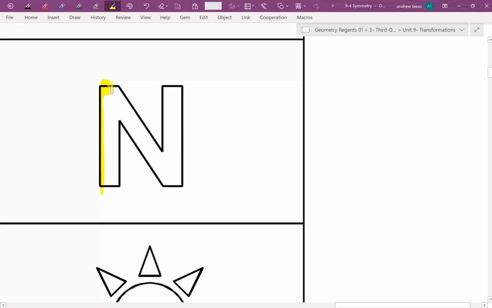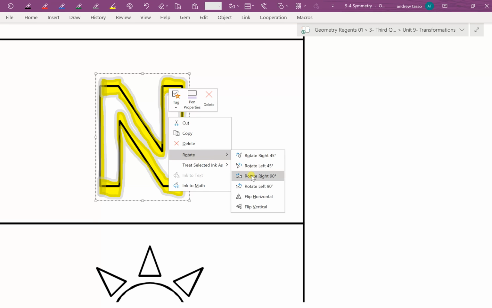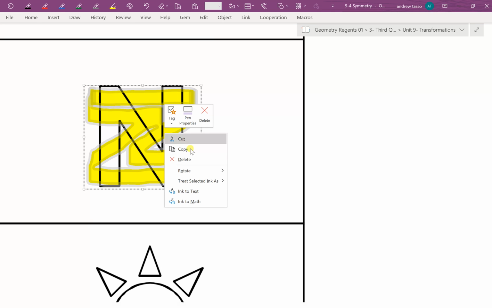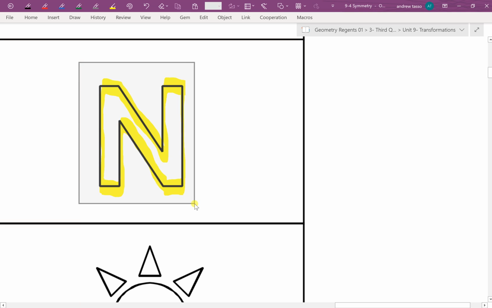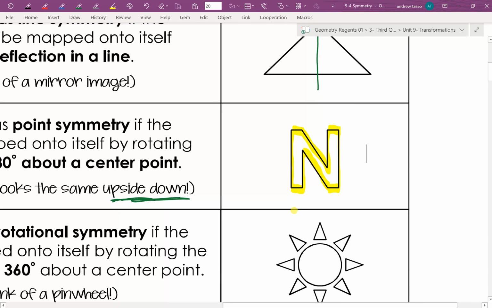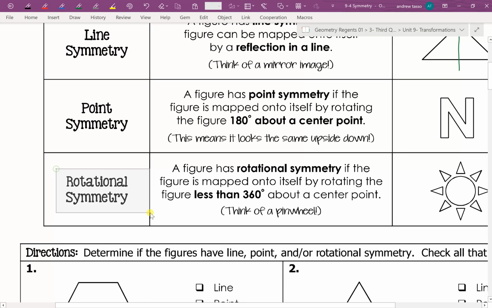Let's see if I could demonstrate that. If I highlight the shape for the N, and then maybe I can rotate this object. We could start with 90 degrees and then do another 90 degrees. And then what you see is that it's virtually identical to the highlighting that I had started with, right? Maybe a tiny bit off, but you get the idea. So if it's the same after a rotation of 180 degrees, in other words, it's the same upside down, that's called point symmetry.